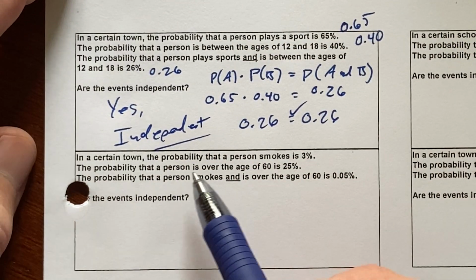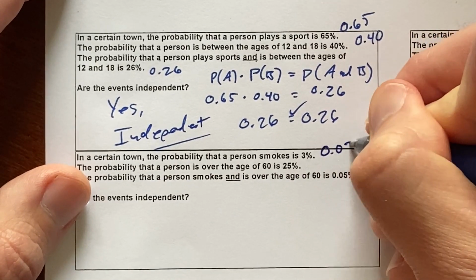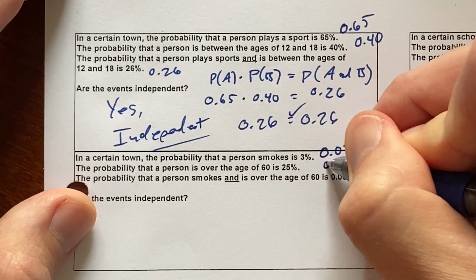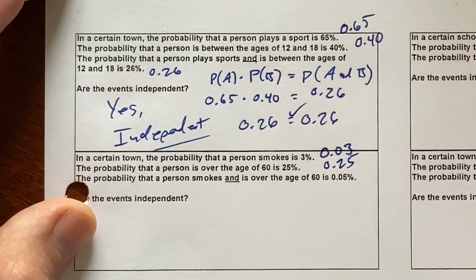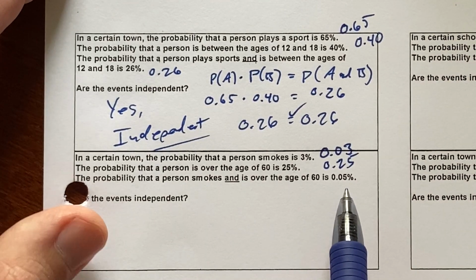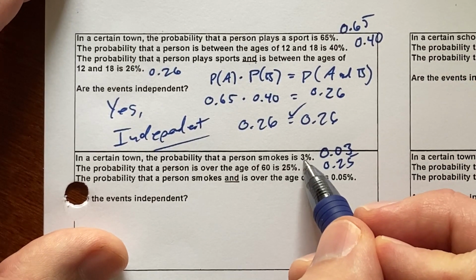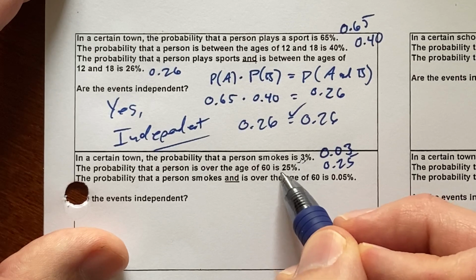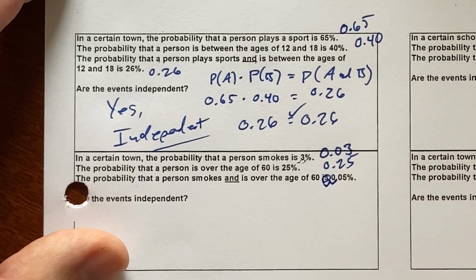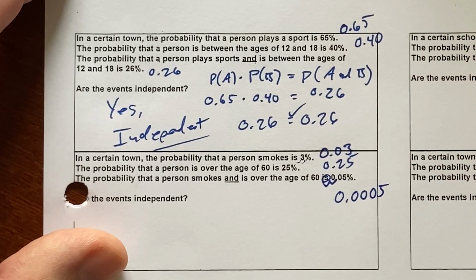Last one. In a certain town, the probability that a person smokes is 3%. That would be 0.03. The probability that a person is over the age of 60 is 25%, 0.25. The probability that a person smokes and is over the age of 60 is 0.05%. All right, remember, we moved the decimal place twice on this one, twice right here. We got to move it twice right here. So there's going to be another 0 right there. So this would be 0.0005.